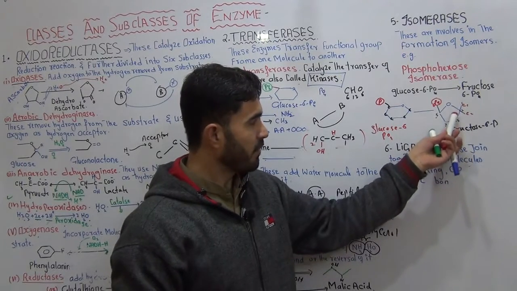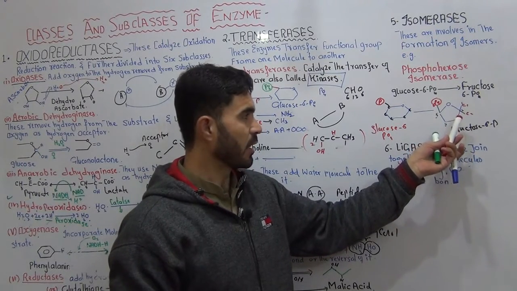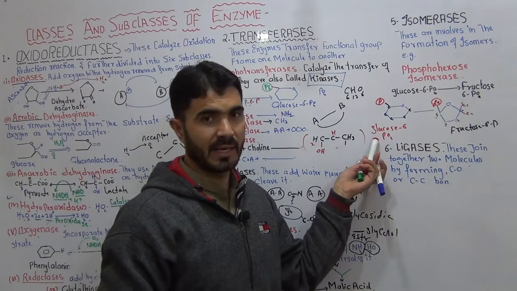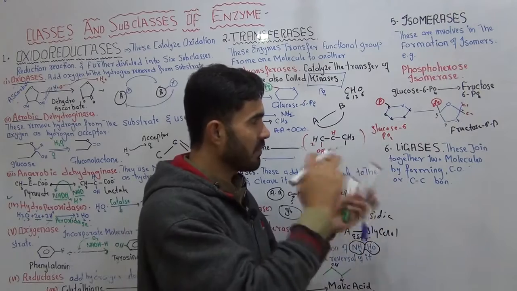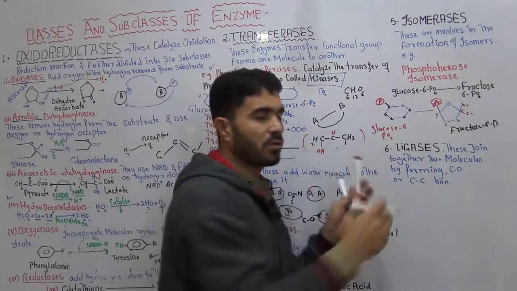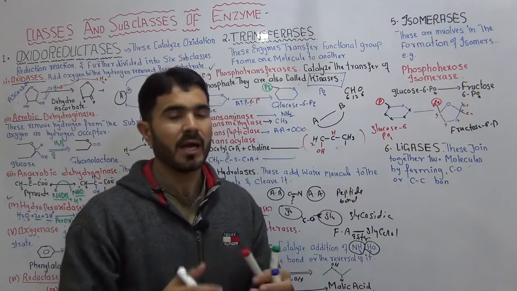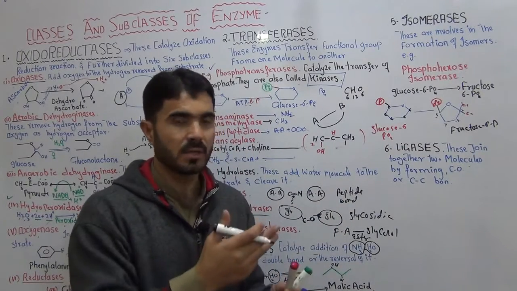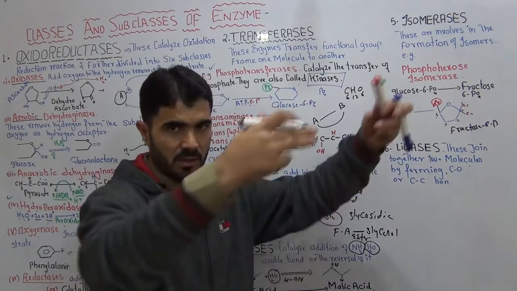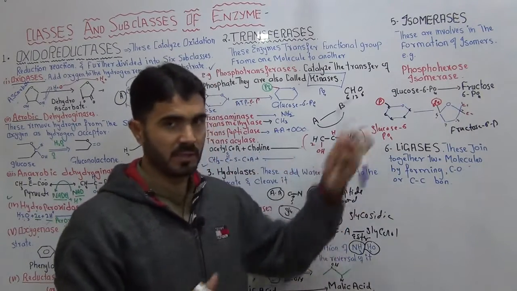Fructose is a 5-cornered ring. It is a kind of ketonic sugar, and glucose is an aldehydic sugar. So what happened? The glucose became fructose. Fructose and glucose are isomers of one another. And which enzyme did this? The enzyme phosphohexoisomerase did this. There are a lot of other enzymes also available performing this kind of action.